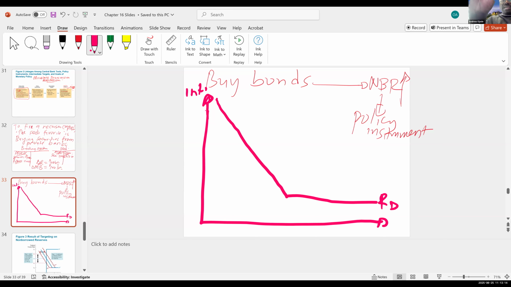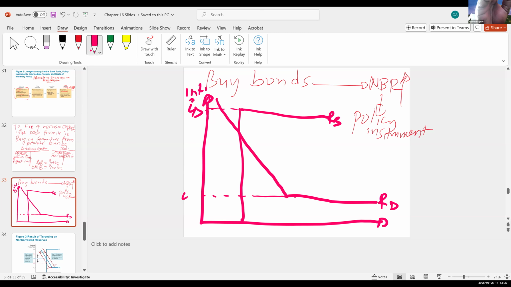And the supply for reserves is a kinked supply curve. It's vertical, then it becomes flat. We talked about this in chapter 15. So this flat portion of the supply curve establishes a maximum threshold on the interest rate, which we call the discount rate. And the flat portion of the demand curve here establishes the minimum threshold on the interest rate, which we call the interest rate on excess reserves, or just the interest rate on reserves.